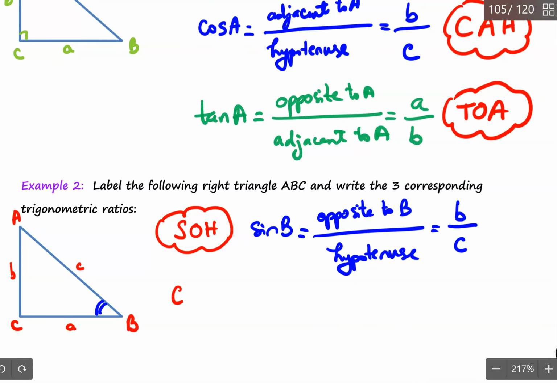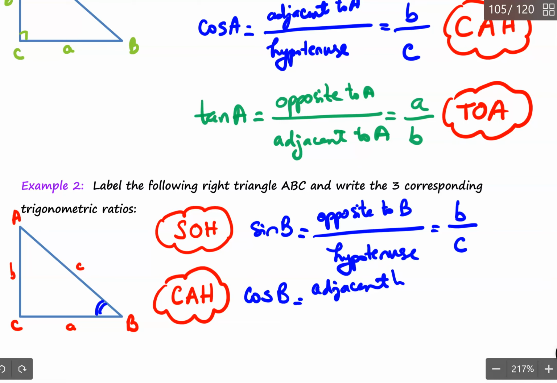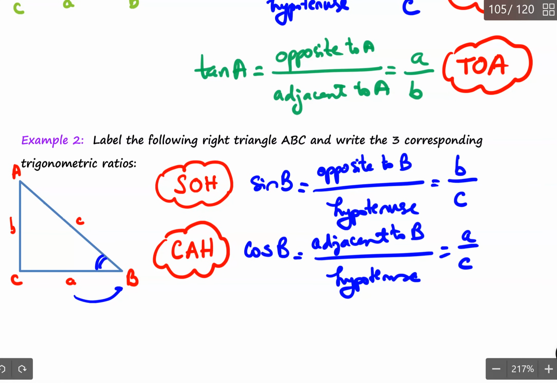Okay, the next one is cosine of B. So it's adjacent over the hypotenuse. So I will write cos of B equal to adjacent to B over the hypotenuse. What is adjacent to B? Adjacent to B in this case has to be a. So a over c. Okay.